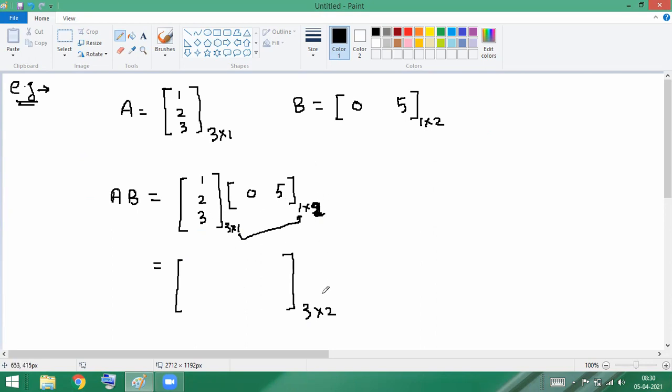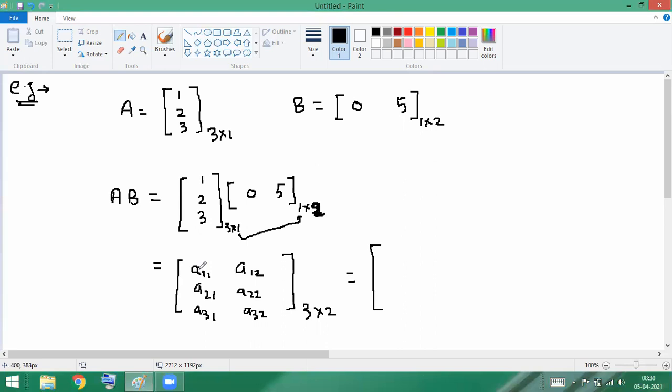Rows from the first and columns from the second. 3 cross 2 का element कैसे लिखा जाएगा? बोलो. A11, A12, A21, A22, A31, A32. Are you clear with this? Now tell me, guys, here we have to find out the A11.